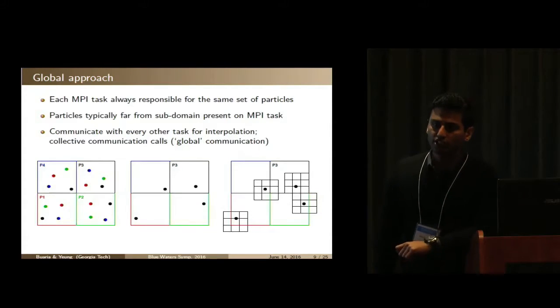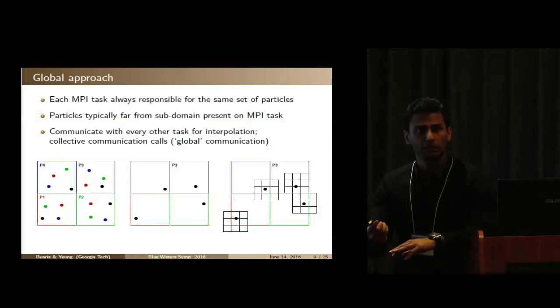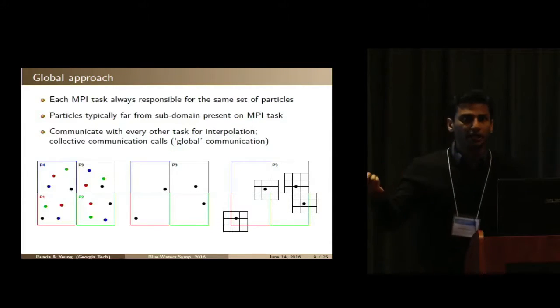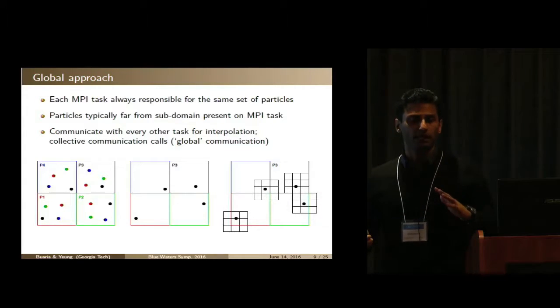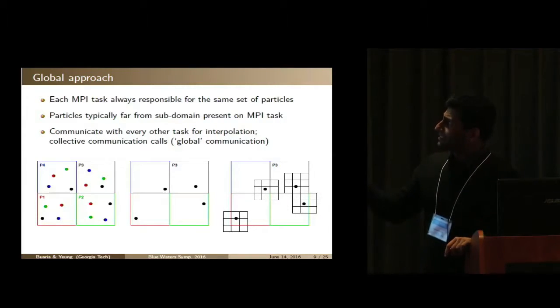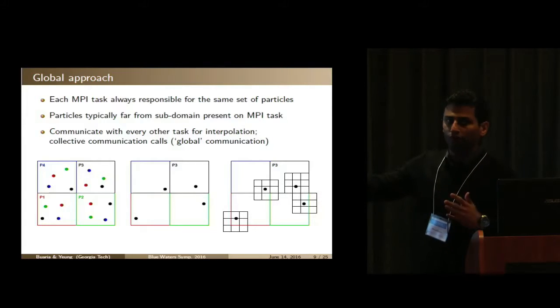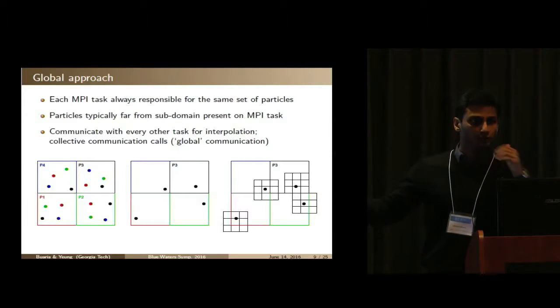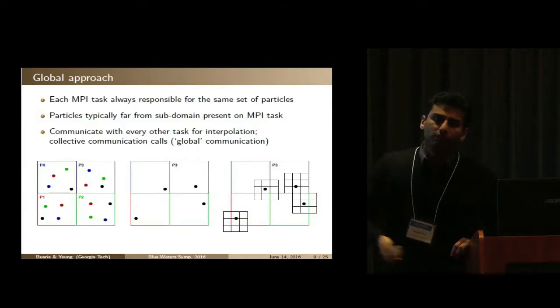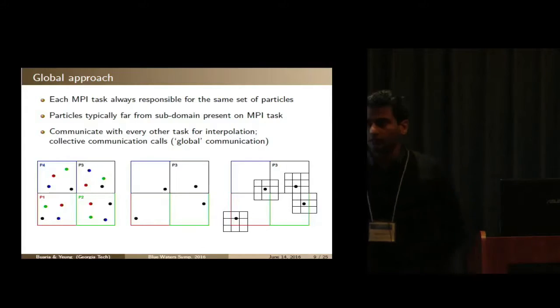approach, in which each MPI task is always responsible for the same set of particles. So regardless of where the particle is in the physical domain, the MPI task will always carry that particle. And what this means is that at a given point, the distribution of particles will probably look like this. Let's say we have 4 processors, and we are looking at the particles held by P3. So now the domain or the spline coefficients it contains is just this subdomain, but the particles are actually scattered in the entire domain.